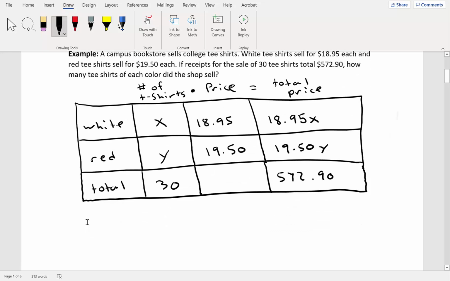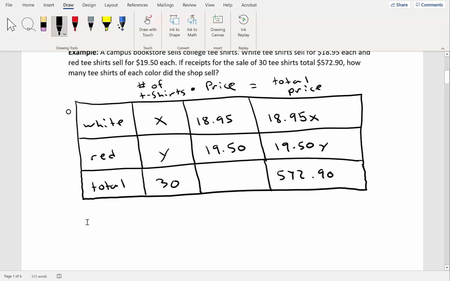Okay, now we have to set up a system of equations. So taking a look at this, we know that there was 30 t-shirts sold. Okay, the number of white t-shirts and then the number of red t-shirts has to add up to 30. So we have one equation as x plus y. This has to be equal to 30. So now we have our first equation. Now we still have to write out a second equation.